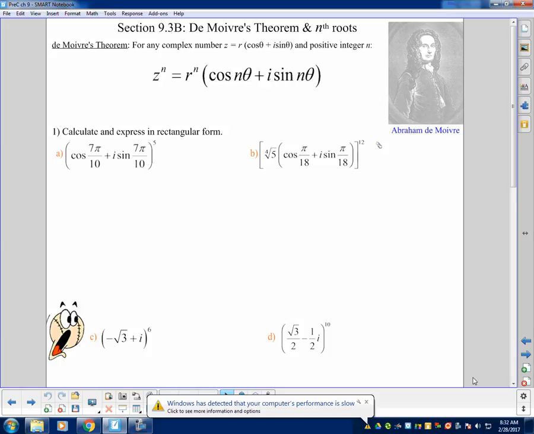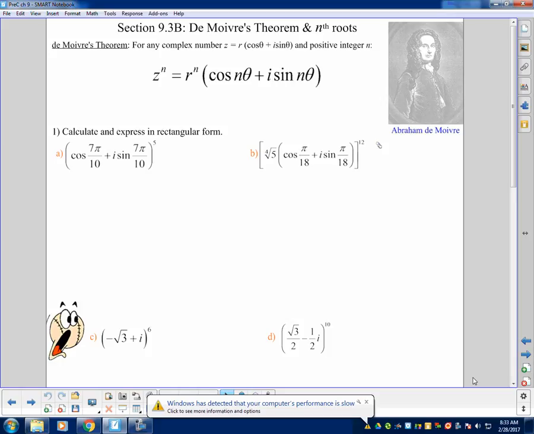It allows us to take something like, you see where this baseball is? This guy's going, what? Negative root 3 plus i to the 6th? I really wouldn't want to do that by hand using the distributive property. It would be a mess, and the probability of making a mistake would be high. So we're going to change that to polar form, then take it to the 6th using this theorem, and then change it back to rectangular.